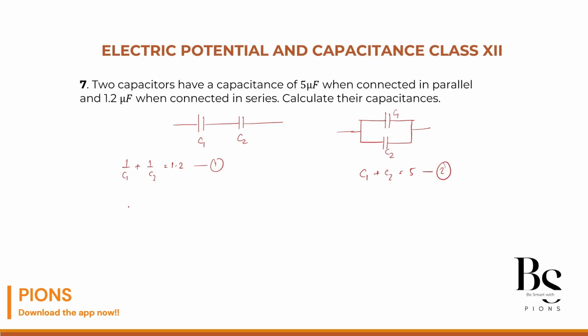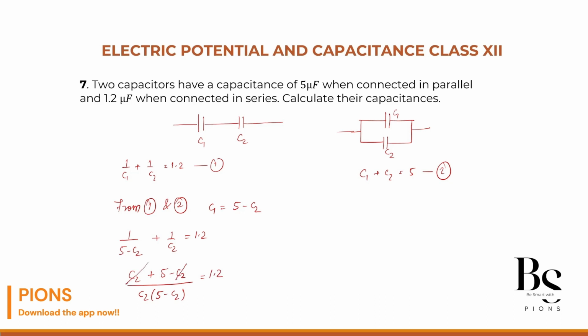Correct? So let's substitute 1 by C1. C1 will be how much? From 1 and 2. Let me write here first. From 1 and 2, C1 will be nothing but 5 minus C2. So when you substitute, it will be 1 upon 5 minus C2 plus 1 upon C2 equals 1.2. Let's cross multiply. It will be C2 plus 5 minus C2 whole divided by C2 into 5 minus C2. And that is equals to 1.2.